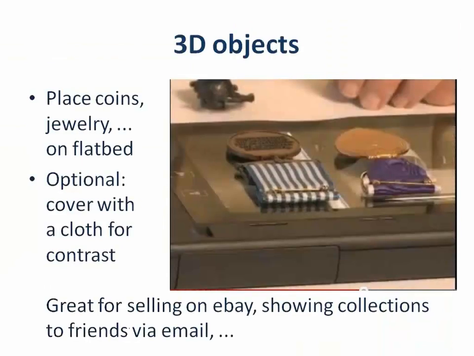Things that are very small, that have a lot of detail, like coins or jewelry, just put them on the flatbed. Some people like to cover it with a piece of cloth, like purple or black or something like that, to give it some contrast. But if you had small items that you wanted to show to other people, send them a copy on email of a coin that you had or a medallion from your high school years, this is really the best way to do that.